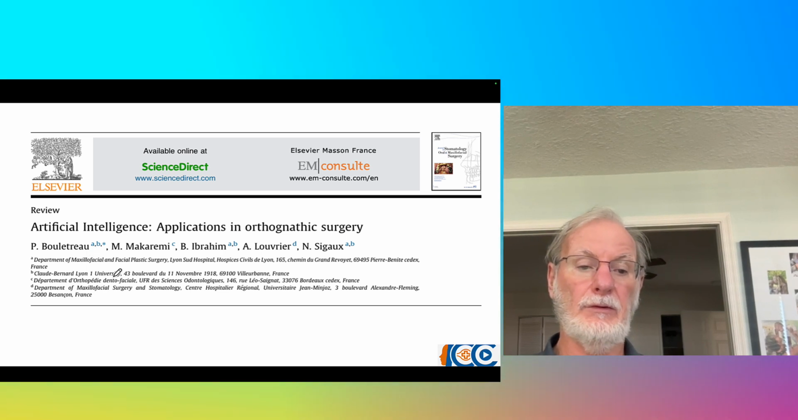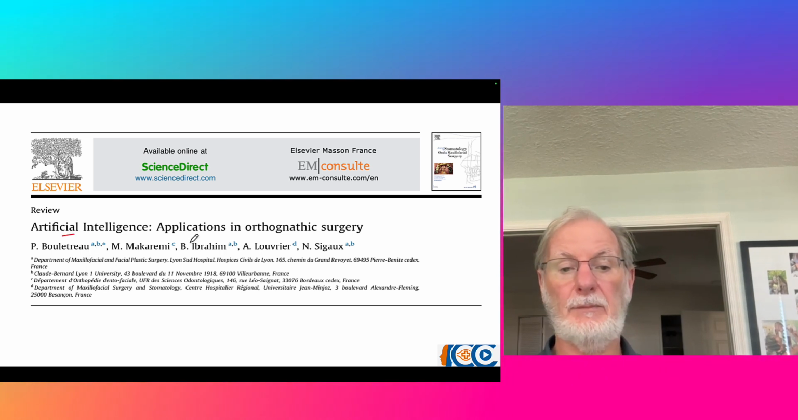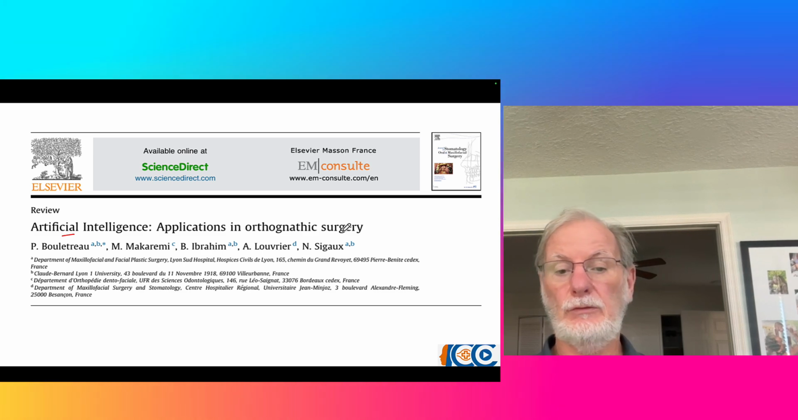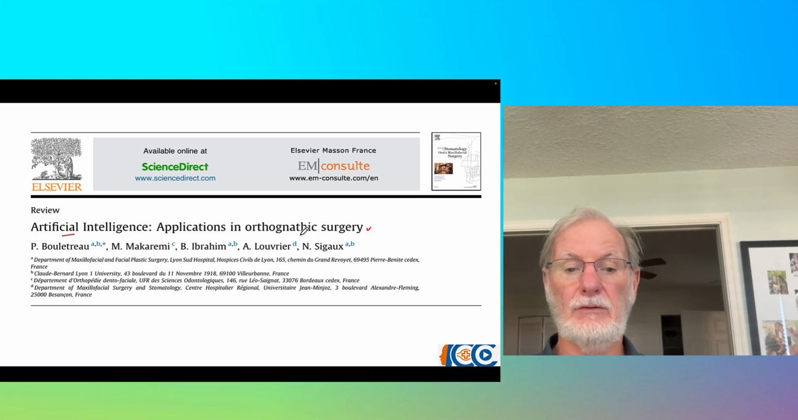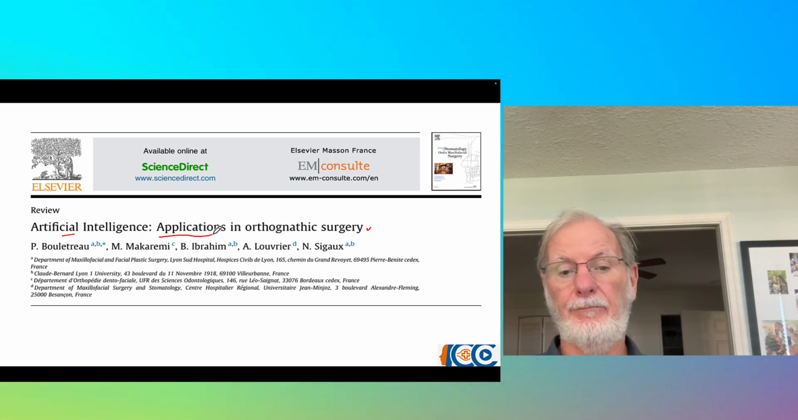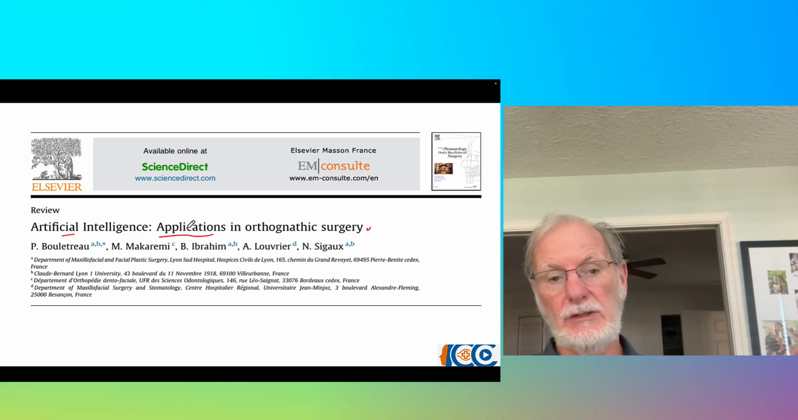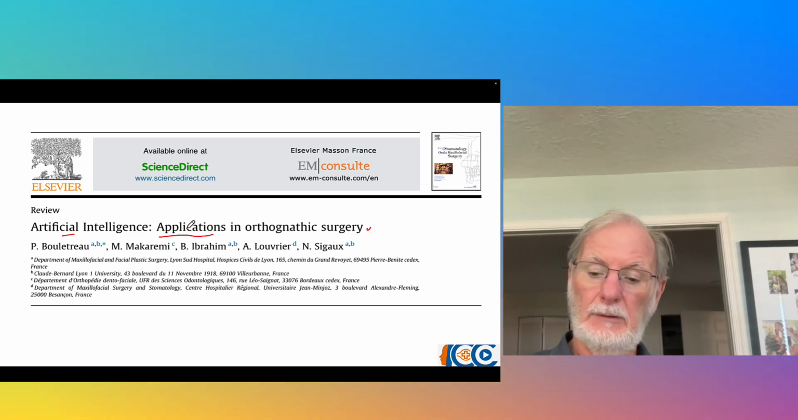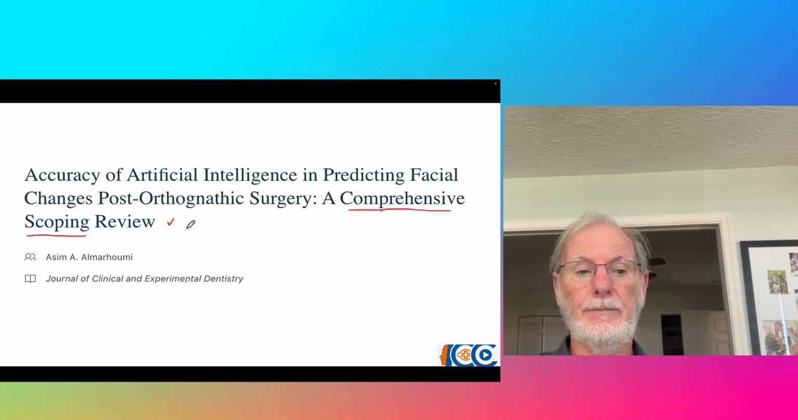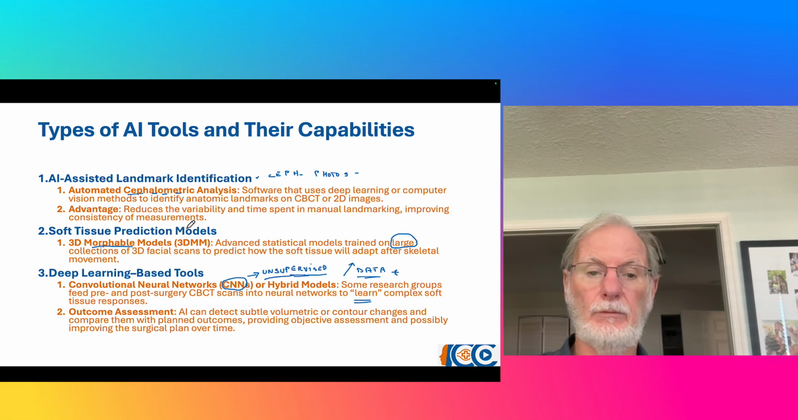And again, that's another one too. Artificial intelligence application in orthognathic surgery. You may want to look at this one again. It's kind of generic. It doesn't give us exactly the facial changes, but probably will help you better understand what is happening. Oh, sorry, I'm going backwards.